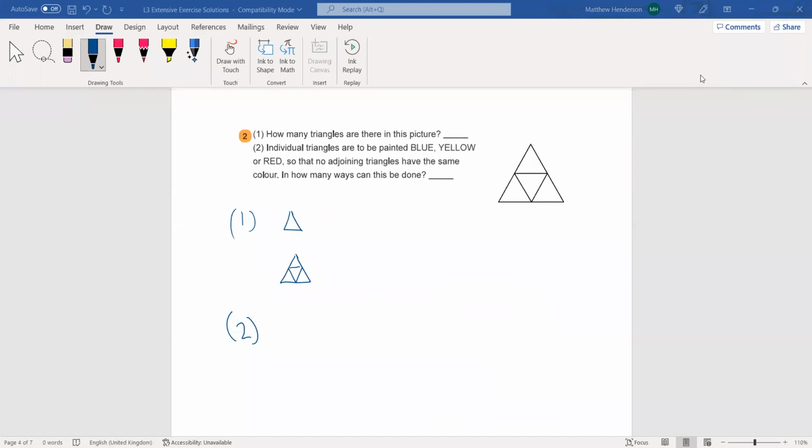Year 6, Lesson 3, Extensive Exercise, Question 2. How many triangles are there in this picture? So here we've got another triangle classification question. So we break the triangle down into sizes of triangle.